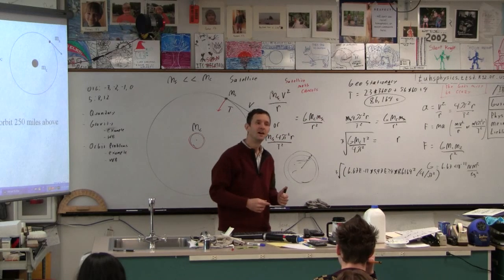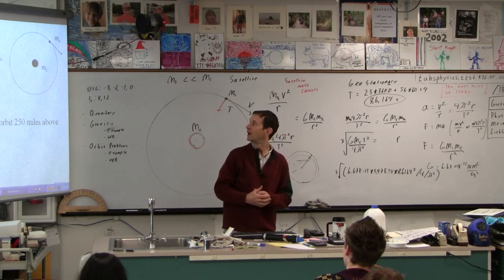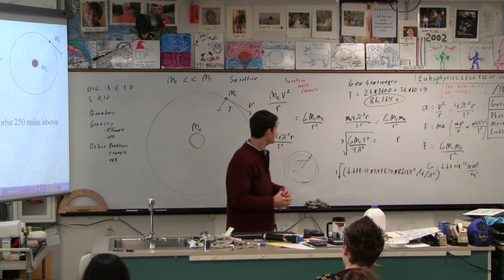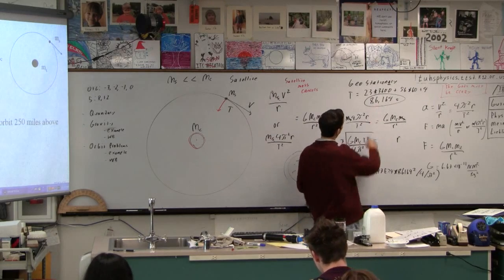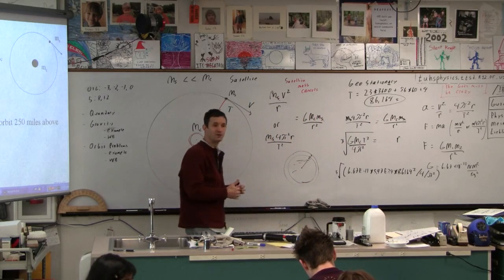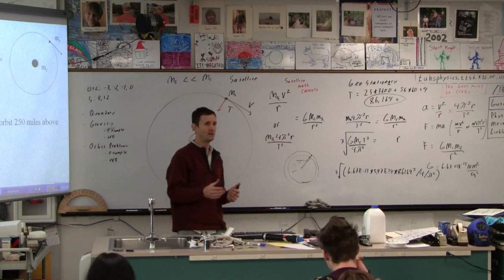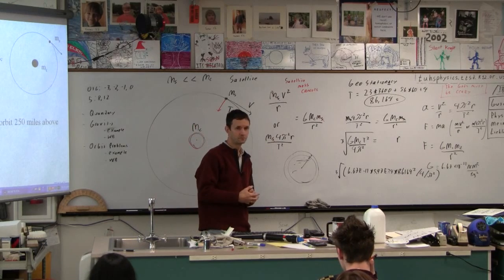Yes, sir? Why is there no decimal in 86.164? Because this is a comma. Oh, okay. There we have it. Unless you're in Europe and then it's the same as they use, yeah, decimals.